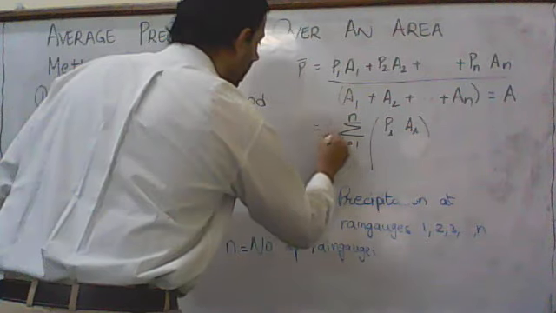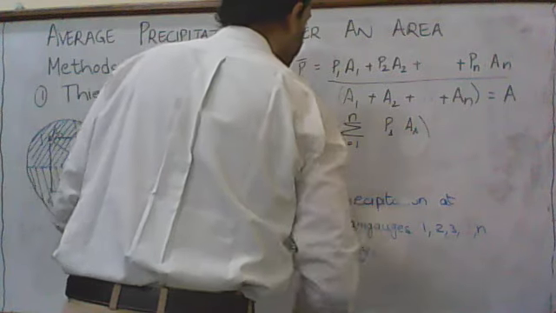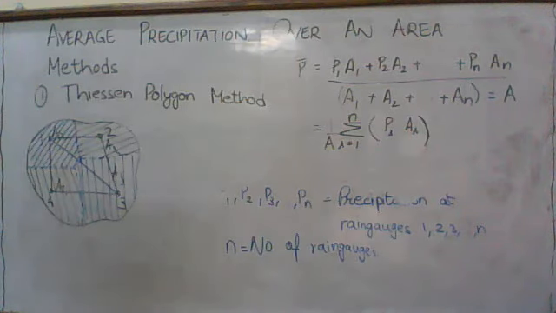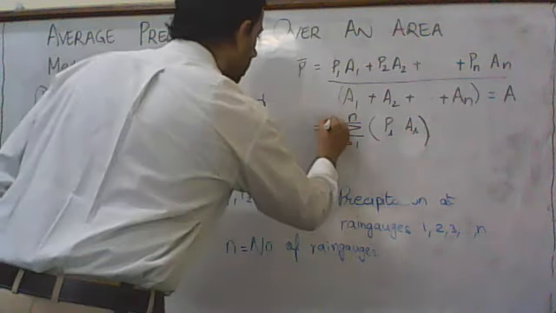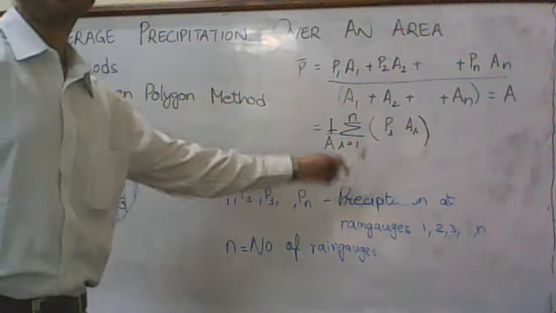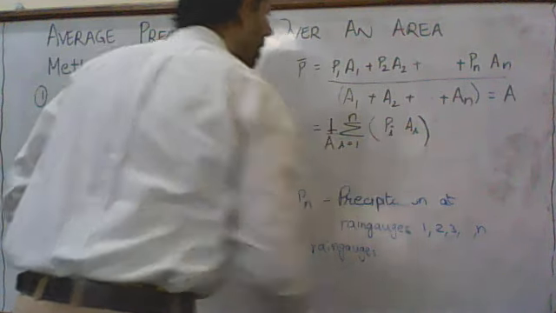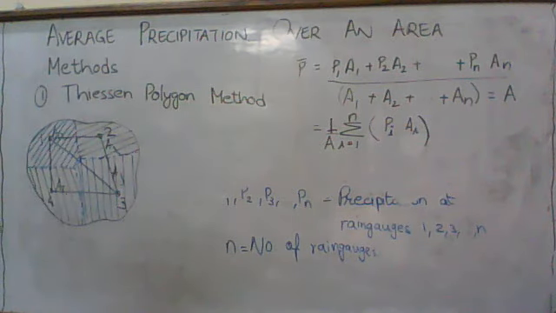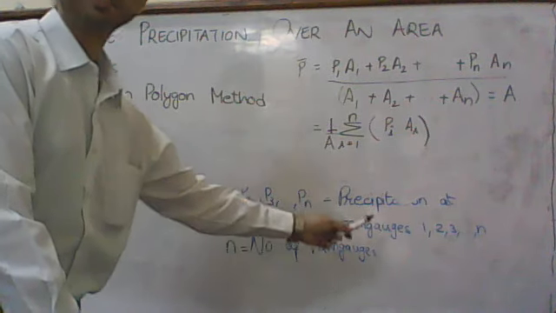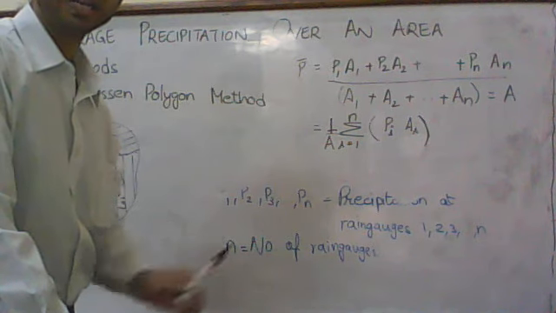Actually, you can take this A outside as well. Okay, you can take this A outside, and this will become 1 by A. This is 1 by A, summation of i equal to 1 to n, Pi into Ai. This is Pi into Ai. Okay, where P1, P2, P3, Pn is precipitation at rain gauges 1, 2, 3, n, and n is the number of rain gauges.